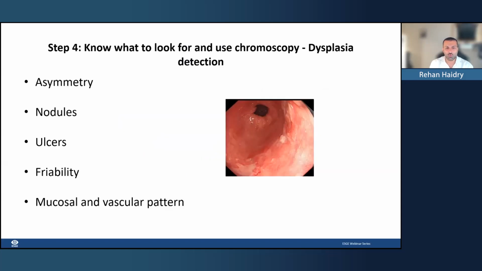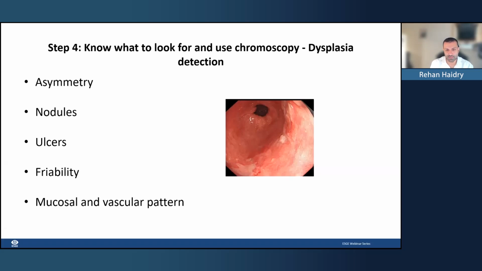But you need to know what you're looking for. Use your best endoscope and look for subtle things. You can use the classification systems, but things that should ring alarm bells are asymmetry of the tubular esophagus, asymmetry of the mucosa, non-flat areas, nodules, ulcers. They're bad news until proven otherwise.